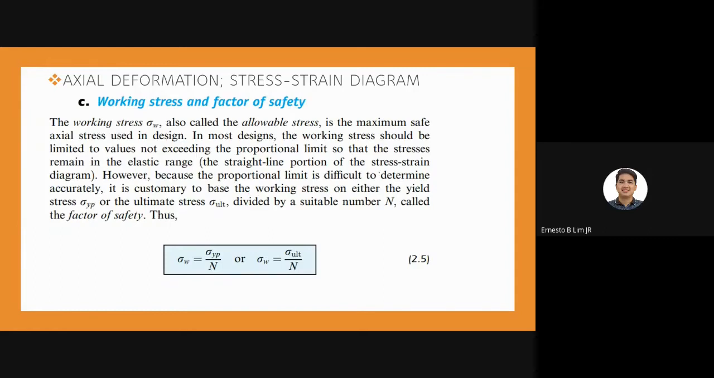However, because the proportional limit is difficult to determine accurately, it is customary to base the working stress on either the yield stress, which is denoted as sigma yp, or the ultimate stress, sigma ult, divided by a suitable number n, which is also called the factor of safety. Okay, so therefore, to get the working stress that will be used in the design, the formula would be sigma w is equal to sigma yp over n, or ultimate stress over the factor of safety.